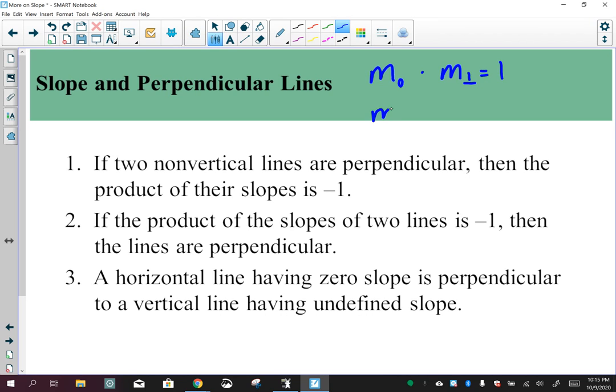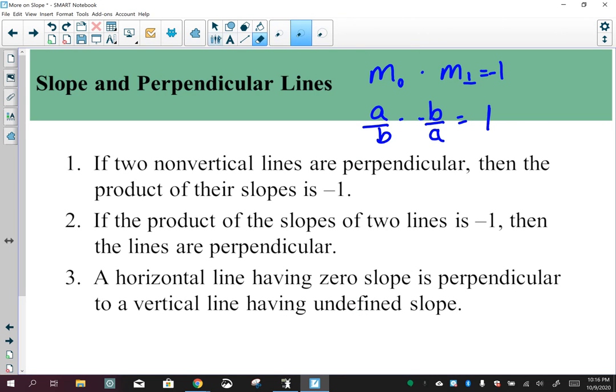Which means that if this is the slope of my original, let's not use m, so use a different letter, then I'm going to flip it and change the sign on my perpendicular one to get my -1. So that's what it's saying here.